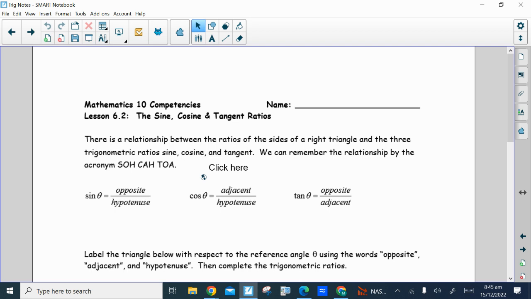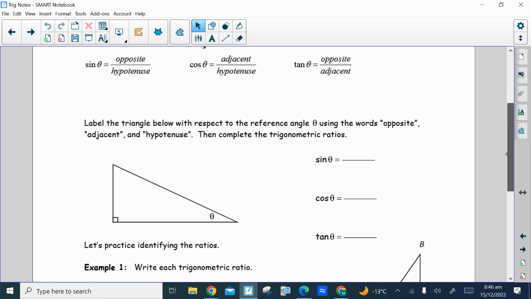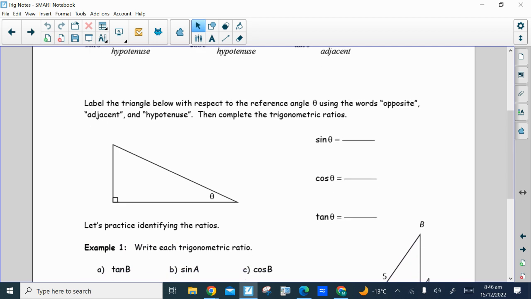So what we use these trig ratios for is to find missing sides and missing angles in right triangles. So far we just learned about the Pythagorean theorem, which can only be used if you have two sides of a triangle and you want to find the third side. But what if we're only given one side and an angle? This is where SOHCAHTOA, our trig ratios, come into play. But first we have to know how to label the triangle.